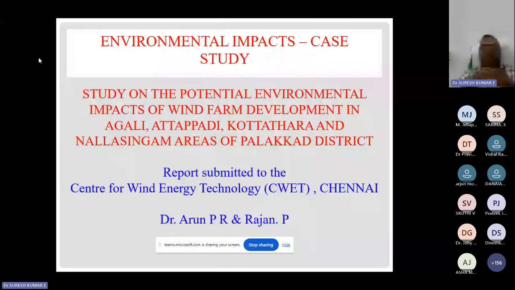This environmental impact study is in Kerala, the place well known to people, Attapadi. That is a study of the potential environmental impacts of wind farm development in Agali Taluk, Attapadi, Kottathara, and Nallasingham areas of the Palakkad district. Palakkad district as well as Attapadi. That means Silent Valley National Park. Definitely the species, birds will be rare. So that is the impact on the birds. The study was by the Center for Wind Energy Technology, Chennai, by Dr. Arun PR and Rajan P.